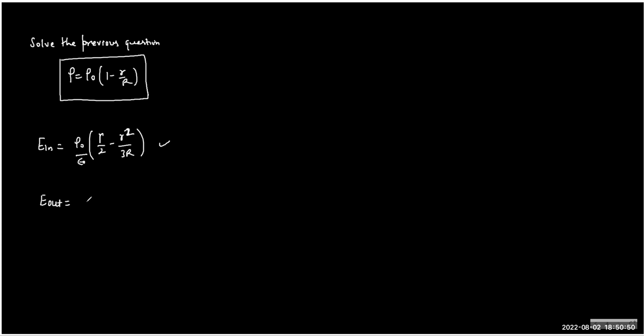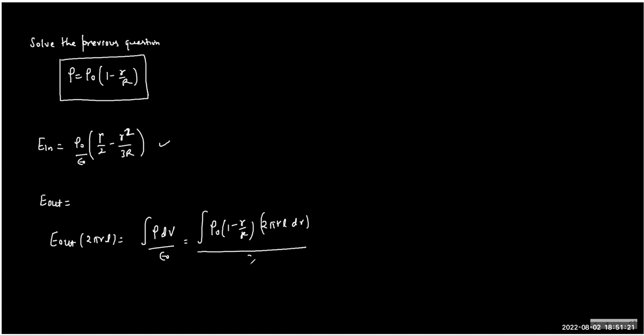So let's say, if you're deriving, you can write E out into 2 pi RL, and the Q enclosed we can write as rho dV upon epsilon naught. And the rho we can write as rho naught (1 minus r by R). And what is dV here? 2 pi r l dr. Yes, correct. That gives the answer: rho naught r square upon 6 R.